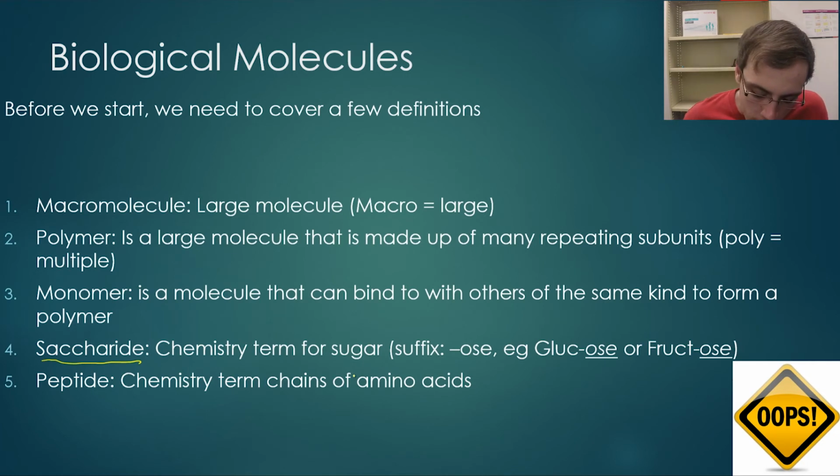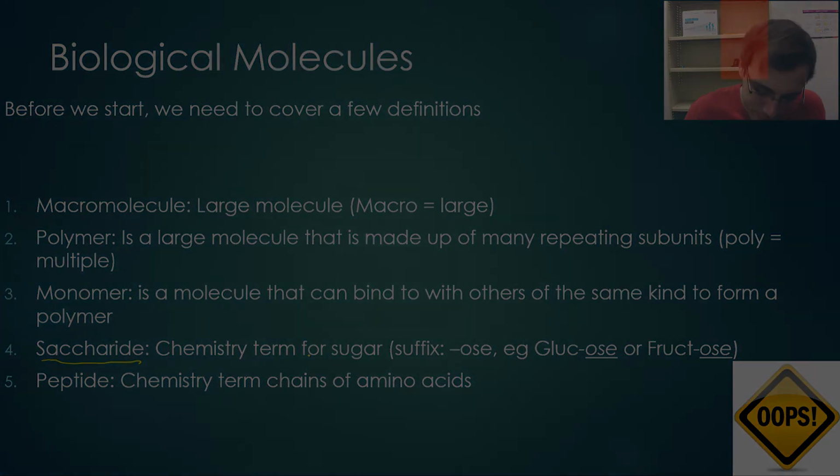Now, something I should mention, just going back to our saccharides, if you have a chemical that has a suffix or ends in the word ose, so glucose, fructose, maltose, this ose represents a sugar. So that's a little thing to add on to your suffix vocabulary: if you see the word ose at the end, it is a sugar.